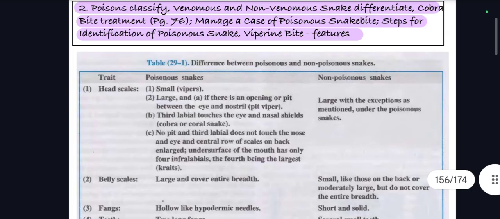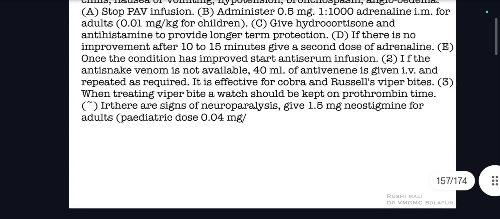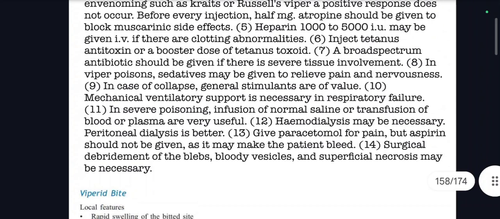Now we are going to learn about the viperine bite, or say viper bite due to viper snake. I hope you people understood. Just remember the answer superficially. It is a very lengthy answer, I know. Listen to it carefully and you are going to remember. Just remember the keywords, the buzzwords like heparin, injection tetanus, broad spectrum antibiotic, then hemodialysis, paracetamol for pain, surgical debridement of the blebs. So these words are going to help you in elongating your answer.